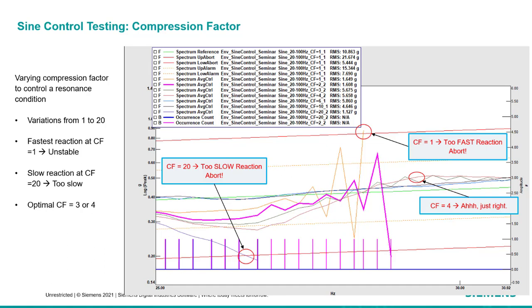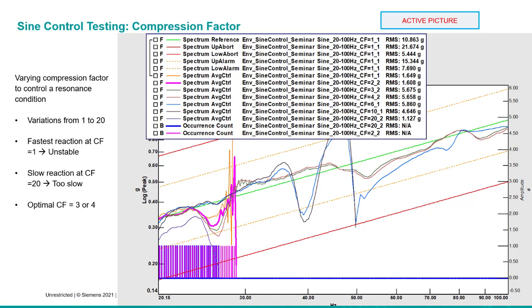So that's what compression factor is all about, and you can see as we sweep up even higher, some of these compression factors are not stable enough and they induce some aborts in the controller. So again, the factor of 4, the one in brown here, for this particular case, and there are all kinds of different cases that can happen, is the most useful.